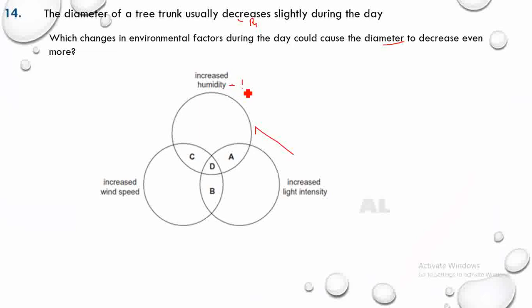Increase in humidity is inversely proportional to it, so it will not cause an increase in rate of transpiration. But increase in light intensity, yes, because it's directly proportional, will cause an increase in rate of transpiration. The same thing with increase in wind speed. So it's between increase in wind speed and light intensity, which is B. Okay, let's go on, guys.